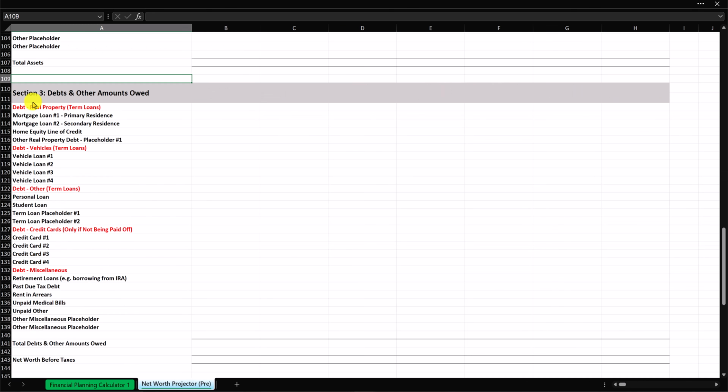Okay, then down here in section 3, we're going to have our debts and other amounts that are owed. Most common example would be like debts on real property, mortgage loans, home equity lines of credit, other debt related to real property.